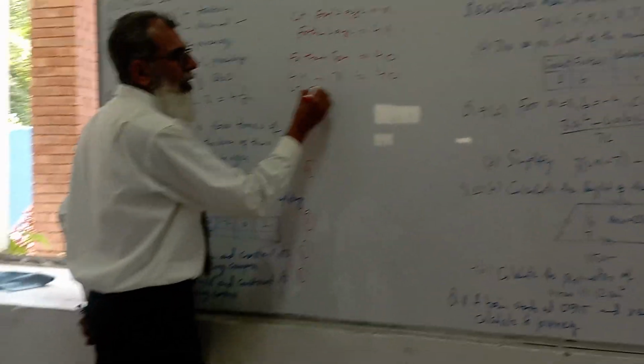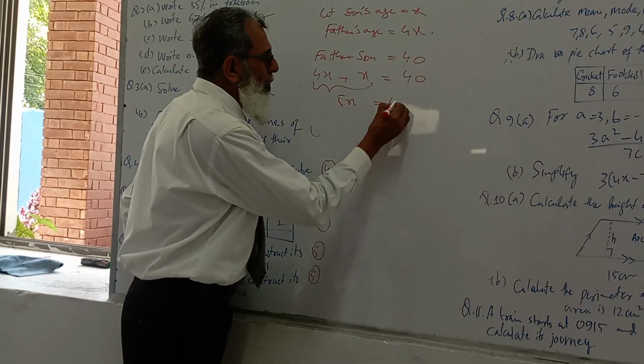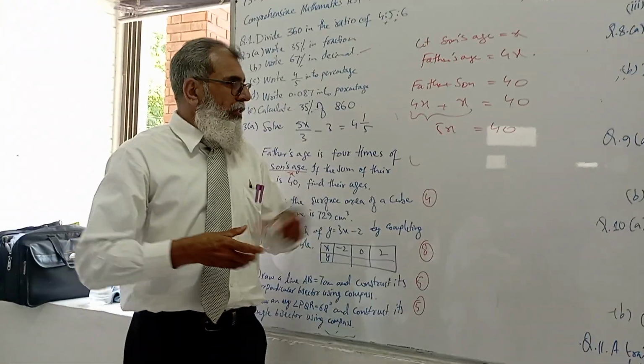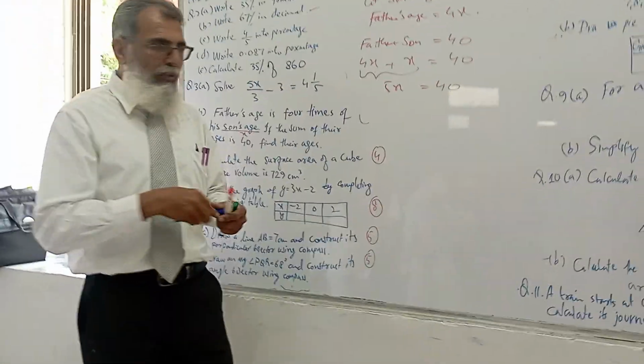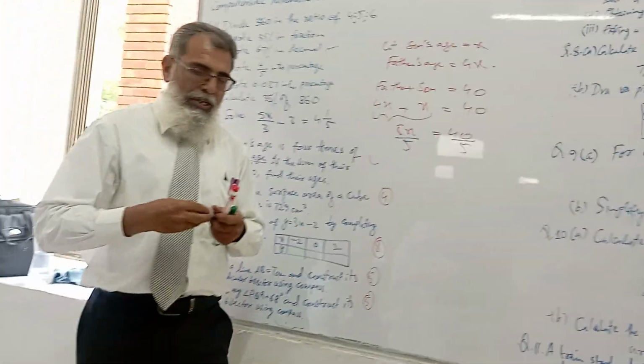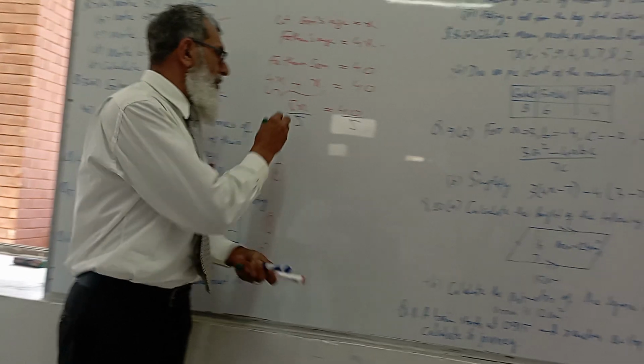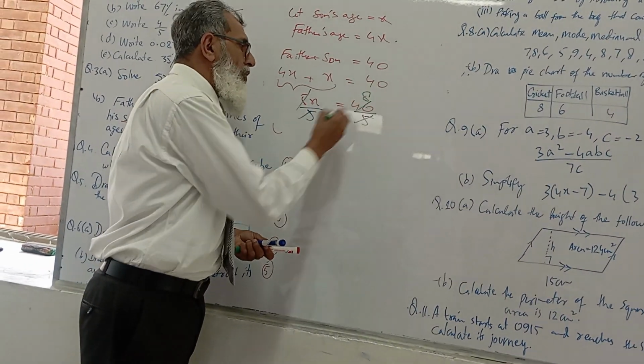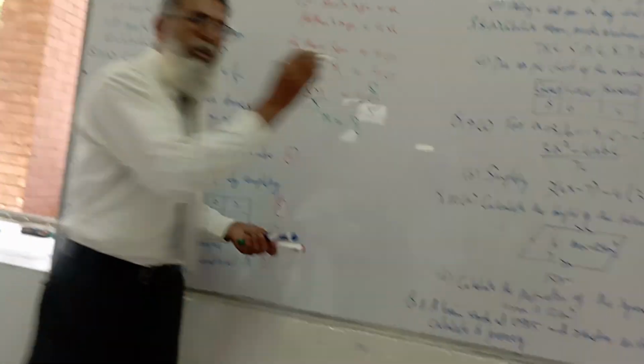So it means these both variables add up, so that 5x is equal to 40. And because this is a number multiplying a variable, we will divide it by 5. So do the same on the other side. It cancels, so it gives that 5 8s are 40, so x is equal to 8.